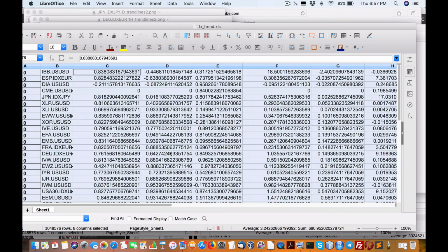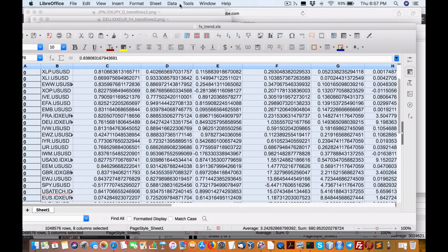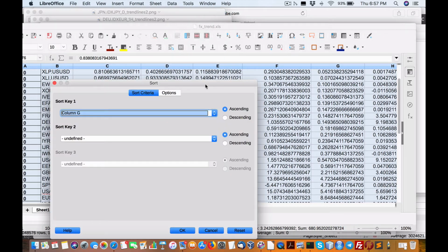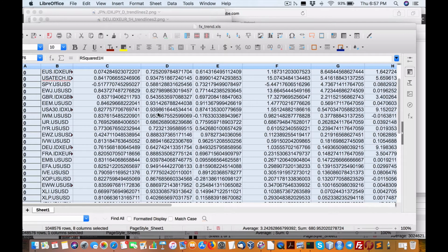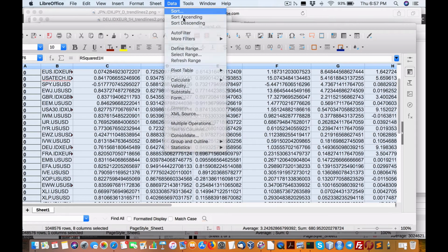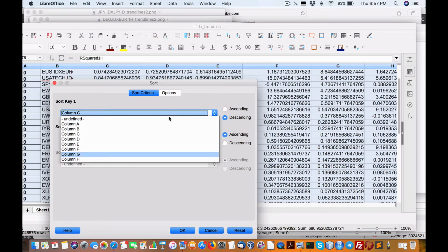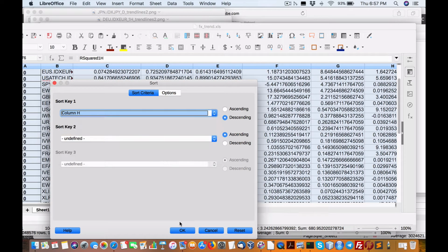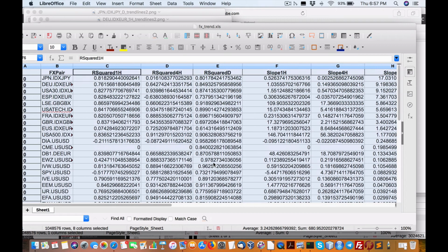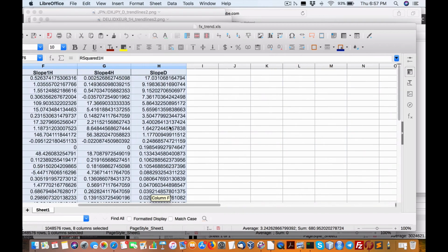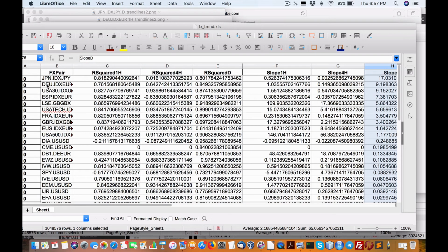So did I do that descending? No, I didn't. Let me just do that again. On H, descending. I got fat fingers on the mouse instead. So we want H, descending, please. There we go. I think we got it. Okay, so here we are, what I showed you, Japan, Deutsch, USA, top 30, and then the Spanish.